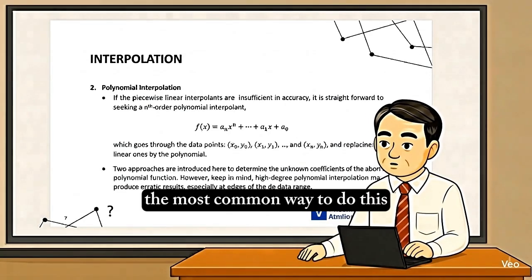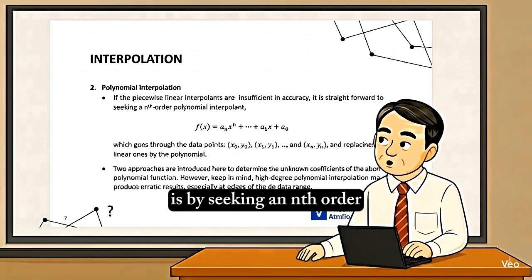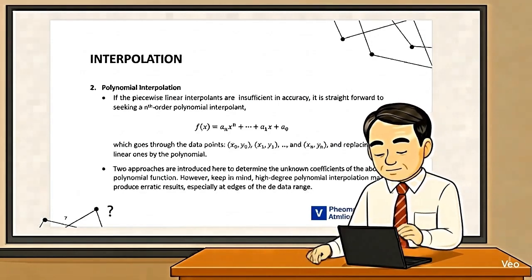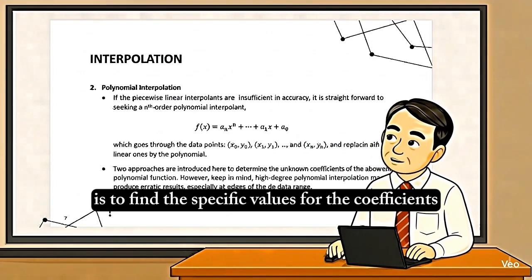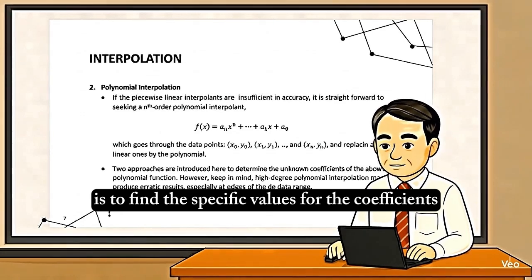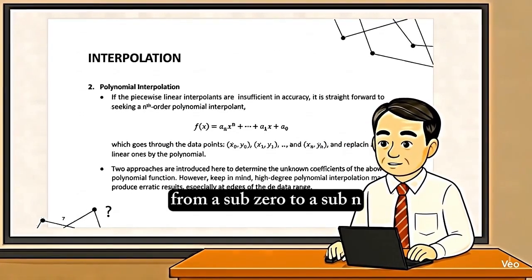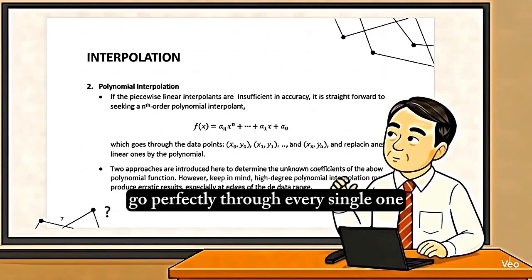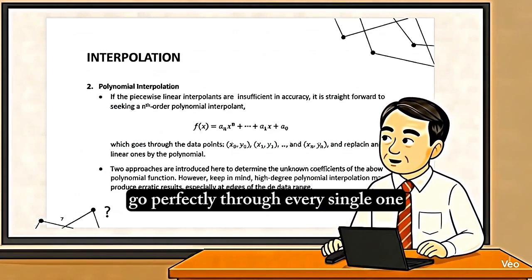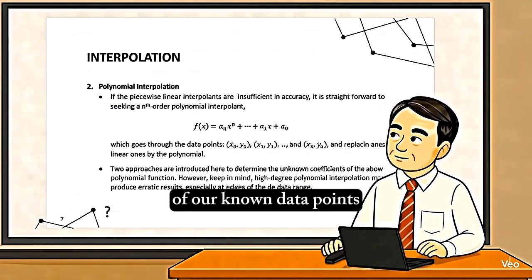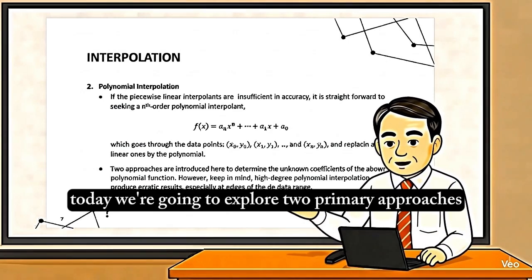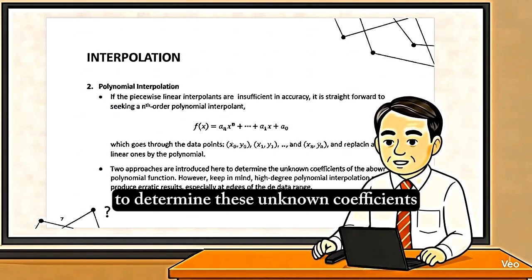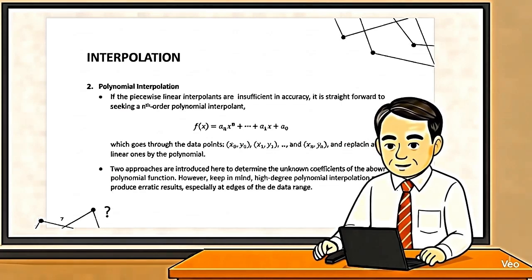The most common way to do this is by seeking an nth-order polynomial interpolant, such as equation 3. Our goal is to find the specific values for the coefficients from a sub-0 to a sub-n, such that the polynomial goes perfectly through every single one of our known data points. Today, we're going to explore 2 primary approaches to determine these unknown coefficients.